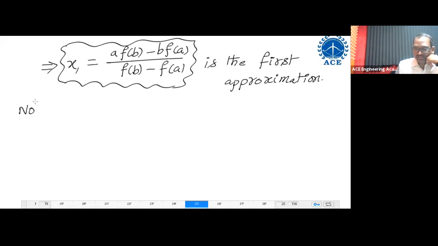Remember, in a similar manner, we are able to find the second approximation, third approximation, and so on. In the same manner, we can prove the remaining results also. But in the examination, there is no need to remember this formula. Without remembering this formula, I will let you know how to find the first approximation, second approximation, and so on. But the concept behind it, let us see now.